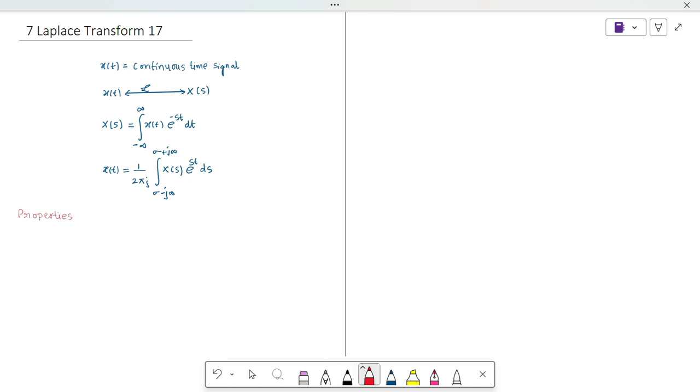So properties. Before going to the properties, here I am taking two signals, one x of t, its Laplace transform is x of s. And another continuous time signal, y of t, I'm assuming its Laplace transform is y of s.